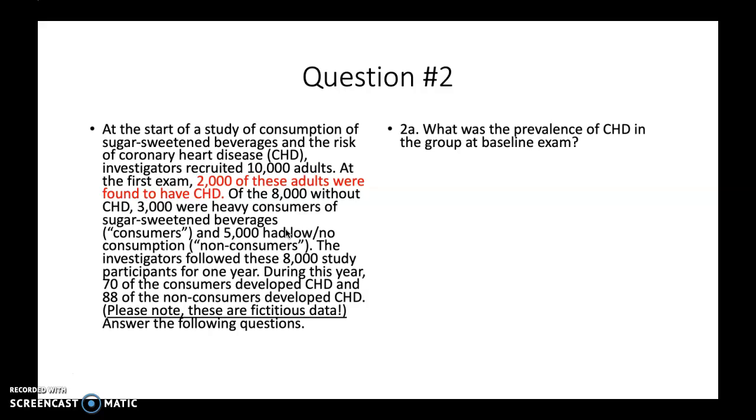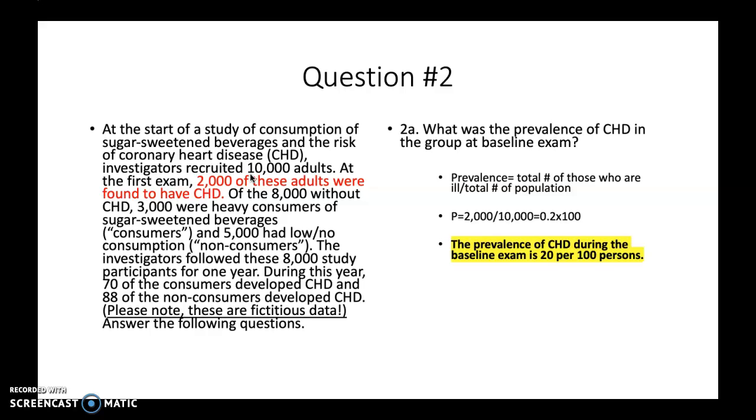All right, so we're going to answer the question of what was the prevalence of CHD in the group at baseline exam. So if you look at baseline, we had 10,000 adults and 2,000 were found to have CHD. So prevalence is the total number of those who are ill divided by the total number of the population. So we get 2,000 divided by 10,000, and we're going to multiply that answer by 100 to get the prevalence of CHD during the baseline exam is 20 people per 100 persons. And so that's the first part of question 2.